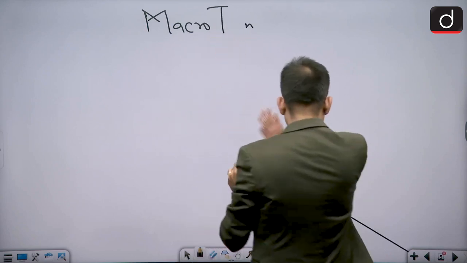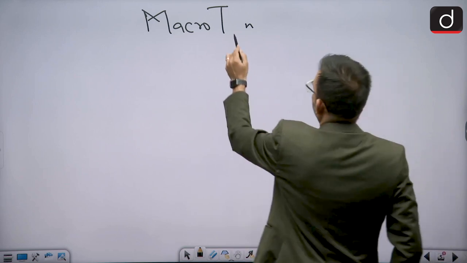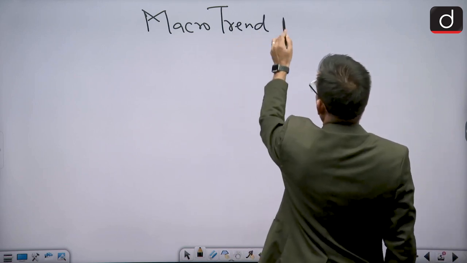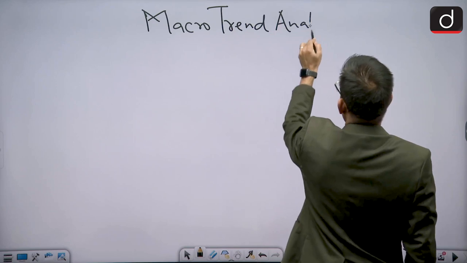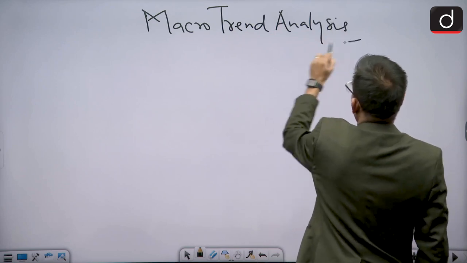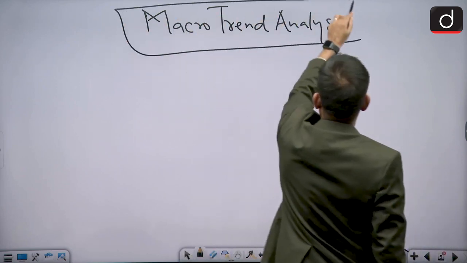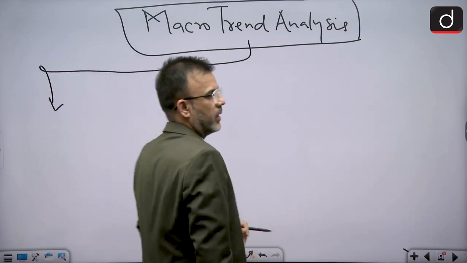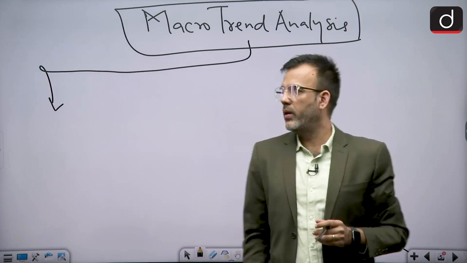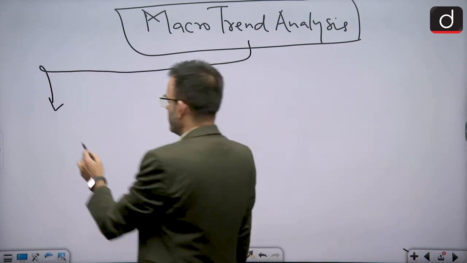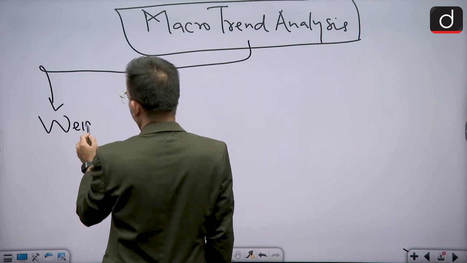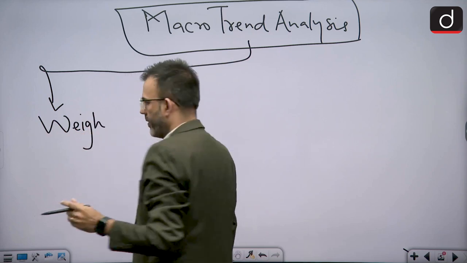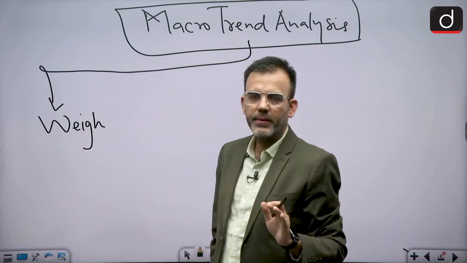Apart from this tabular representation, the macro trend analysis, on the basis of this year's mains exam. Let us further create some dimensions to this. First one is the weightage thing. In trend, and always remember that trend is your friend.